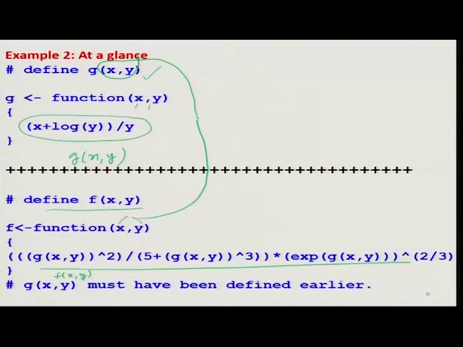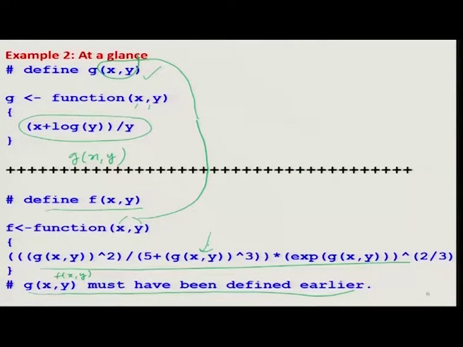What you need to keep in mind here is that you should define g(x,y) first and then f(x,y). If you do not define g(x,y) earlier, then it will not be available in this function f(x,y), and you will get a sort of error.